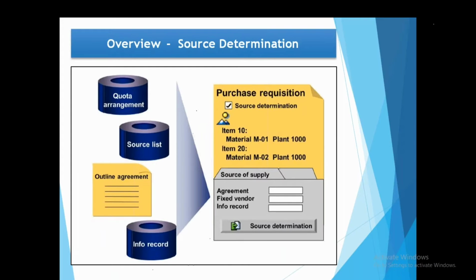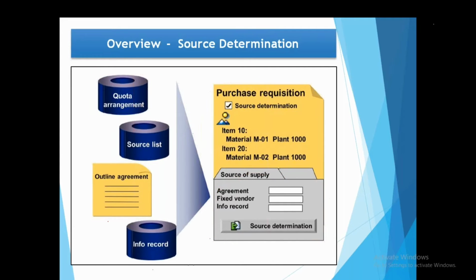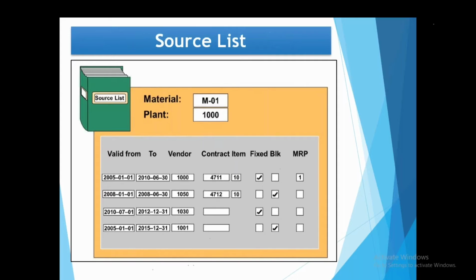Basically, in the purchase requisition, when you want to do the source determination, that means when you want to determine the vendor, it can be done through an info record, through an outline agreement, which we already discussed, or through a source list or a quota arrangement. These two we will be discussing today. Using the source list you can determine the source, who the vendor or supplier is, in the purchase requisition.